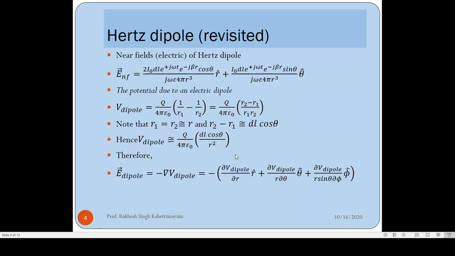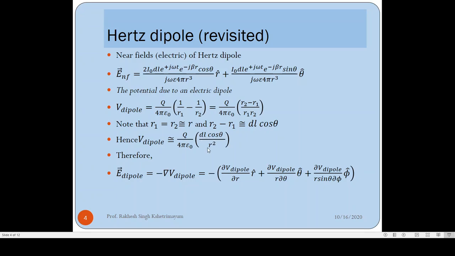We have done this similar kind of derivation when we considered antenna arrays and the Hertz dipole in the far field, but here we are not considering the far field, since the size of the dipole is very small. Any distance you move a little bit farther is a very far away distance from the dipole. So the potential for this dipole is q by 4 pi epsilon 0 times dl cos theta by r square.